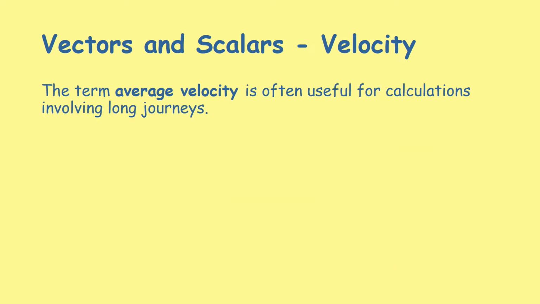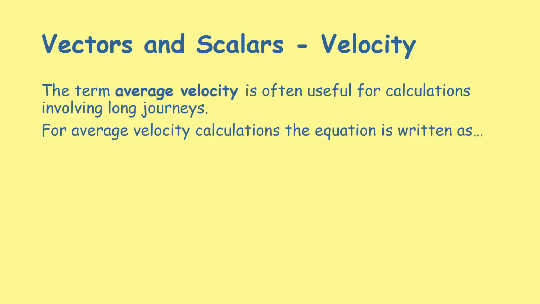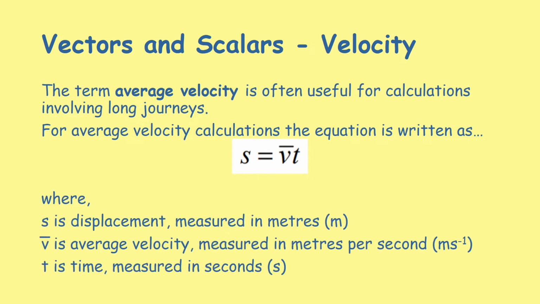The term average velocity is often useful for calculations involving long journeys. For average velocity calculations, the equation is written as s equals v bar t, and you can see this is really similar to our average speed equation. We have s equaling displacement, measured in meters. v bar is average velocity, measured in meters per second. And t is time, measured in seconds.